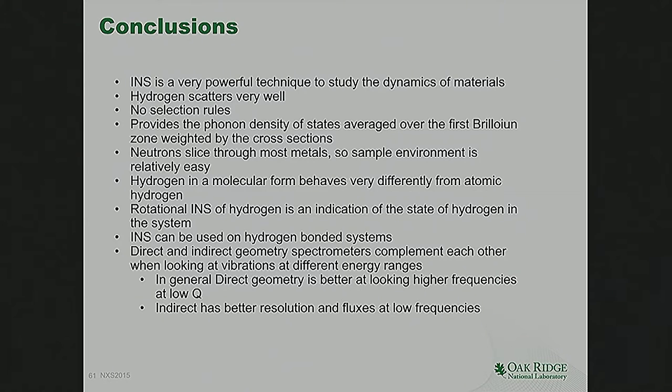Hydrogen in a molecular form behaves very differently from atomic hydrogen, and the use of the rotational line of hydrogen to identify the state of hydrogen in the system is unique to neutron scattering. We can use it on hydrogen bonded systems. And finally, from an experimental point of view, direct and indirect geometry complement each other. But they look at different energy ranges. Direct geometry is better for looking at high frequencies and lower Qs, but indirect has better resolution and, most importantly, flux at low frequencies. Okay, so any questions?